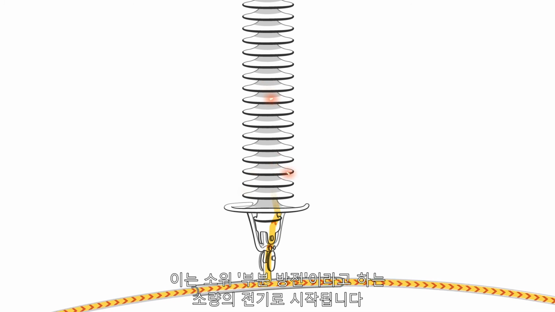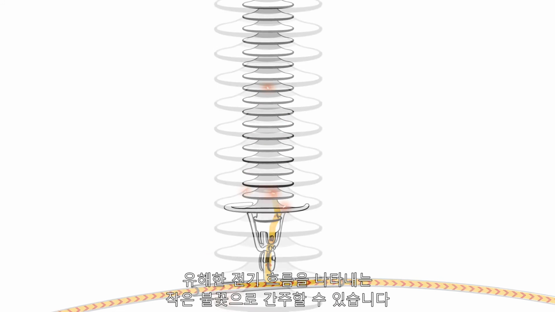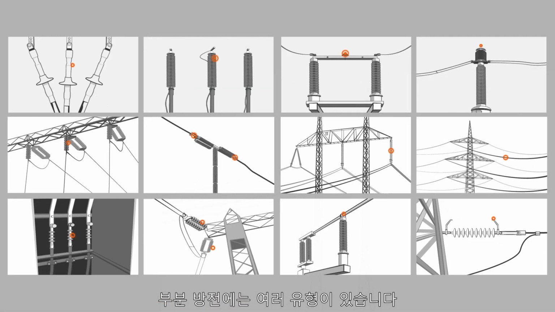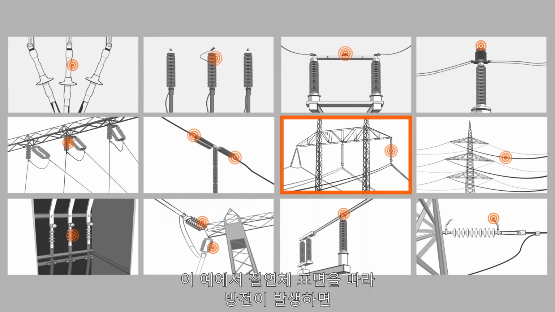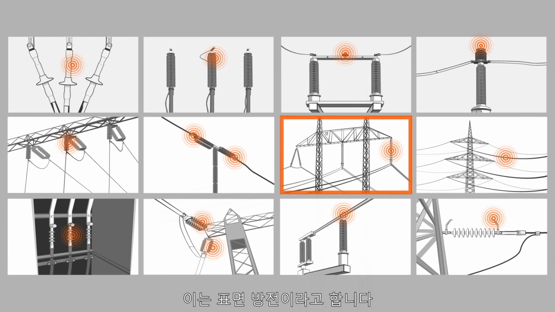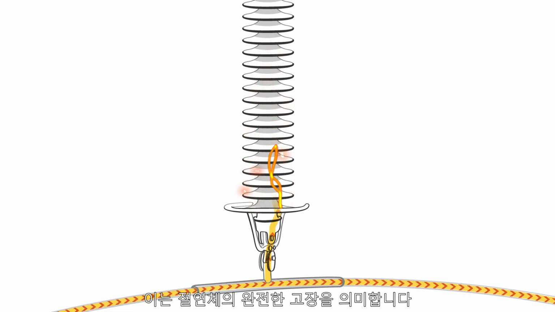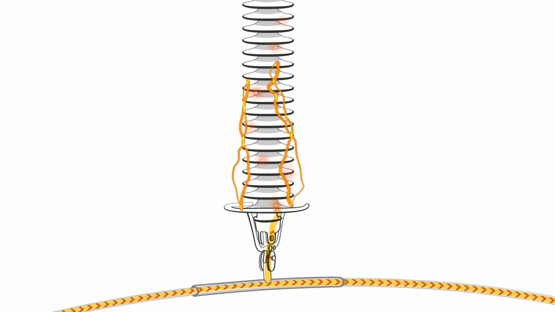This begins with a small amount of electricity, so-called partial discharges. You can think of them as small sparks that indicate a harmful flow of electricity. There are many types of partial discharges. When a discharge happens along the surface of the insulator, in our example, it is called a surface discharge. Over time, the surface discharge will get worse, eventually leading to flashover, meaning a complete failure of the insulator.